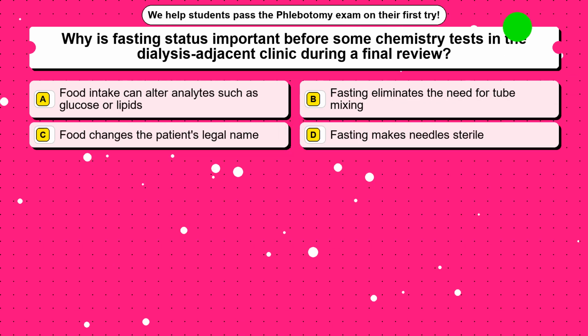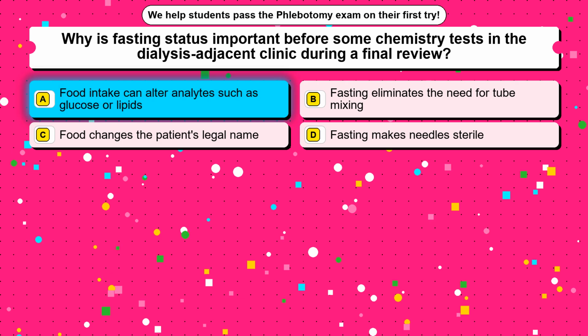Question 72. Why is fasting status important before some chemistry tests in the dialysis-adjacent clinic during a final review? Option A. Food intake can alter analytes such as glucose or lipids. Option B. Fasting eliminates the need for tube mixing. Option C. Food changes the patient's legal name. Option D. Fasting makes needles sterile.